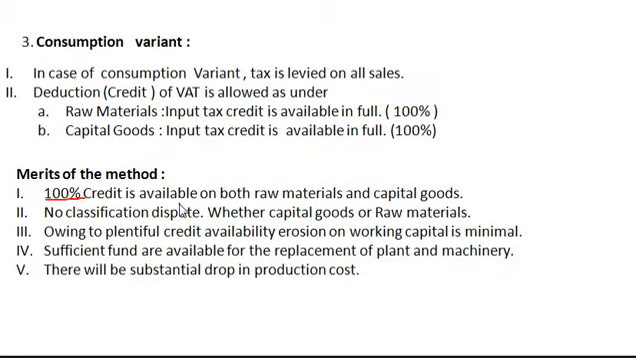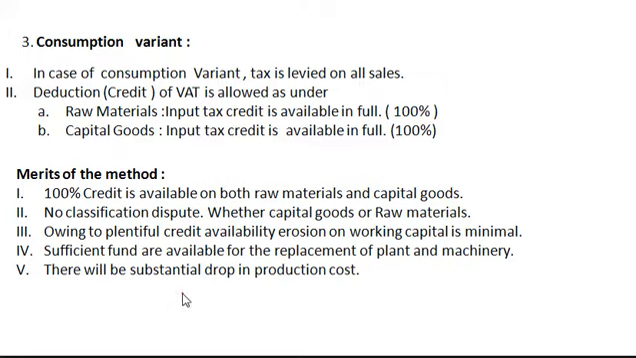100% credit is available on both raw material and capital goods. Number 2, no classification dispute whether it is a capital goods or a raw material, because credit is available on both, that is also 100%. And owing to plentiful credit availability, erosion on working capital is minimal as compared to the first two methods. Here we will make a savings of working capital.